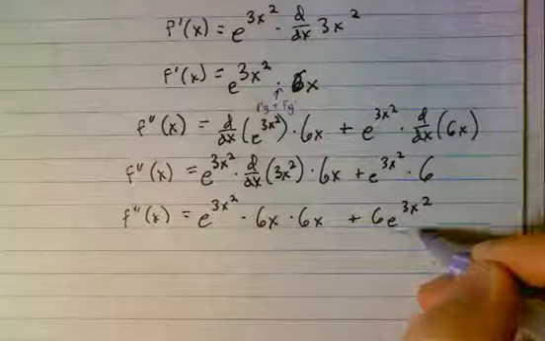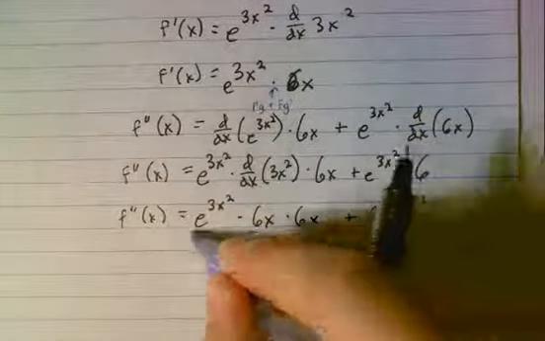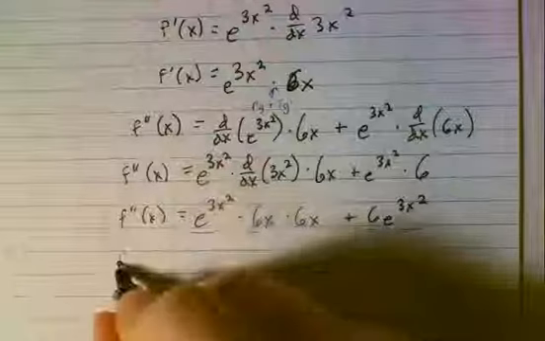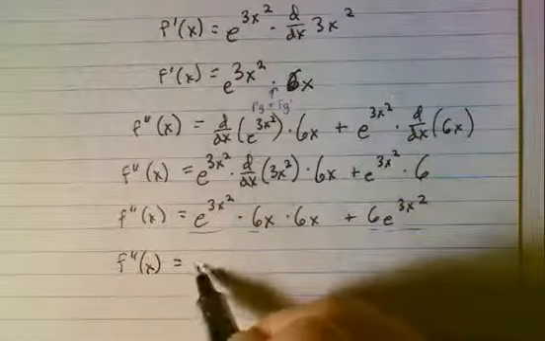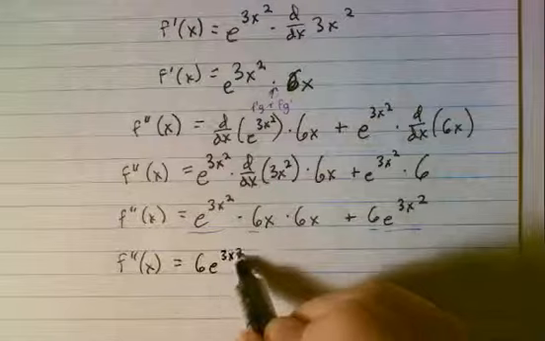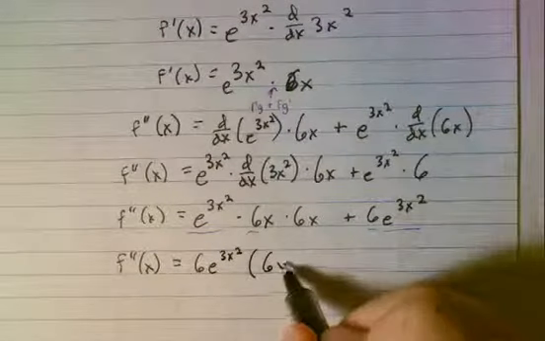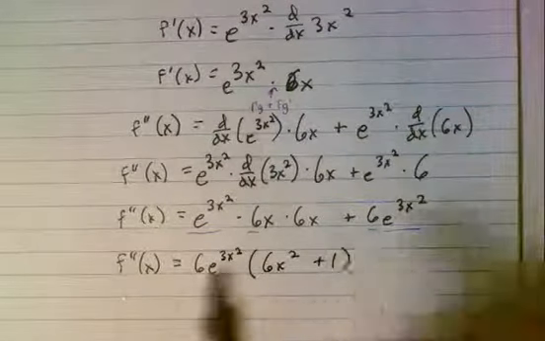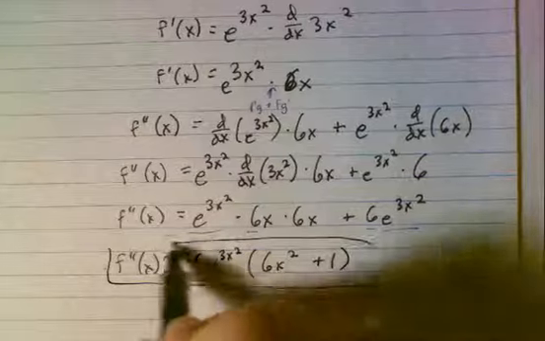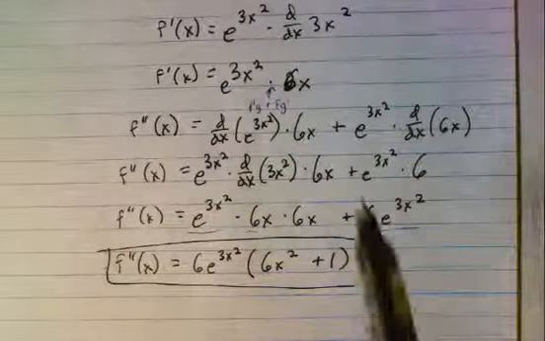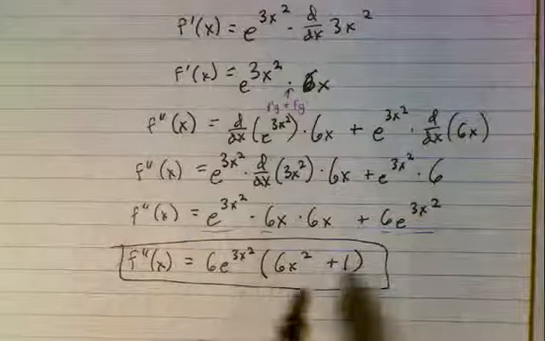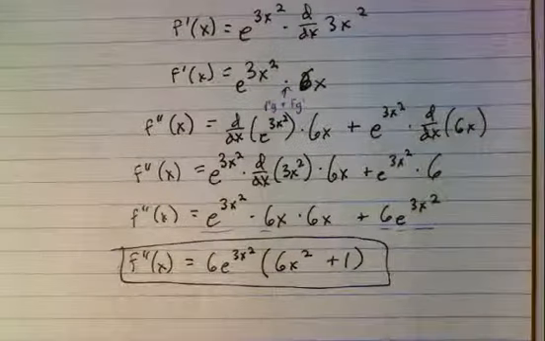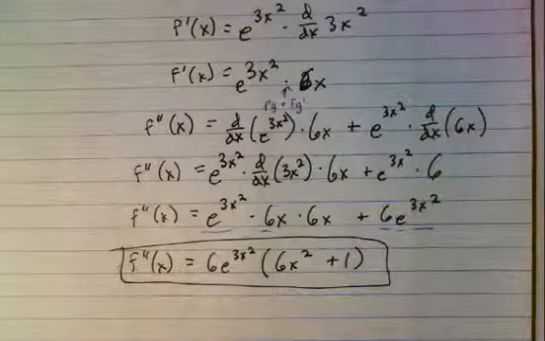And then I see I can factor out this from each term. Second derivative of f of x is 6e to the 3x squared. Left over here I have 6x squared plus 1. It is going to be really important for some of our later lessons to have this in factored form, so we might as well get used to it now. So that's the general idea of it.